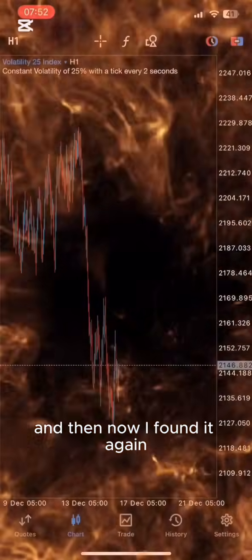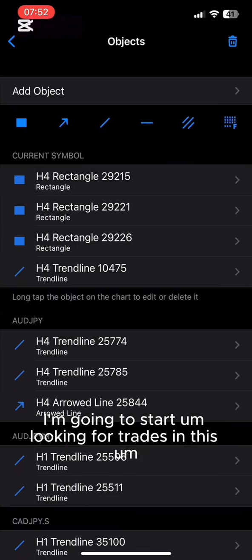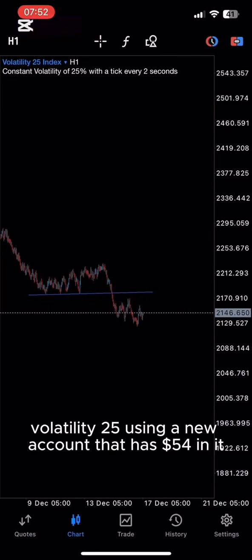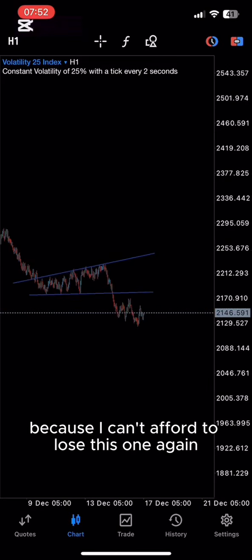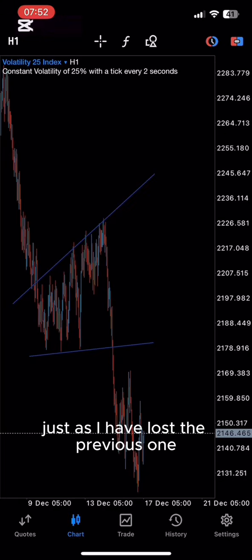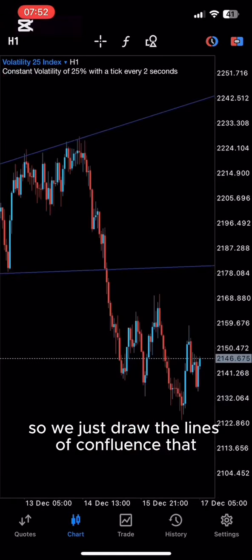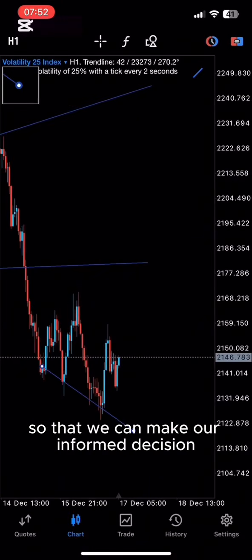And then now I found it again. I'm at $54 profit. I'm going to start looking for trades in this volatility 25 using a new account that has $54 in it. So I'm going to try to make sure that I maximize, because I can't afford to lose this one again, just as I have lost the previous one. So we just draw the lines of confluence that are respected for quite a number of times so that we can make our informed decision.